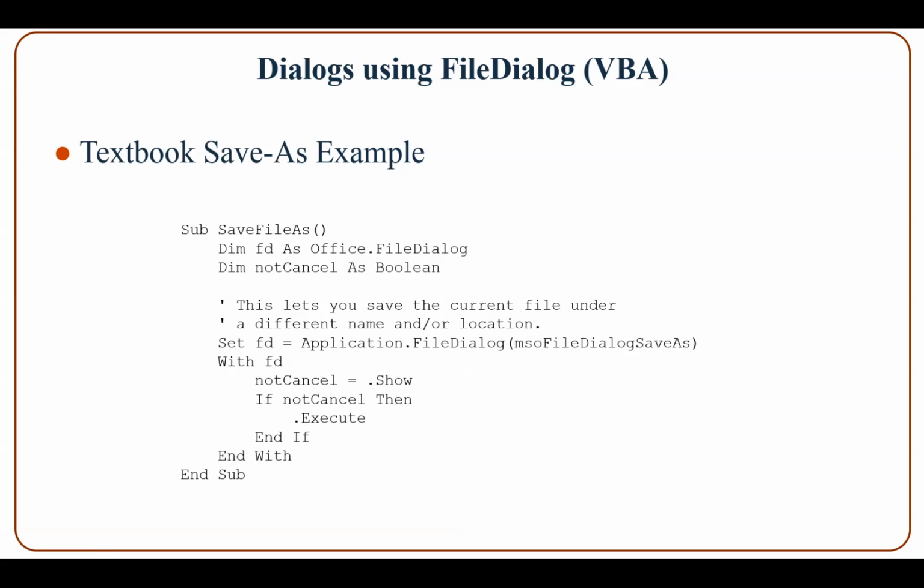This is another example using the SaveAsFileDialog. The code is very much similar, except that you give the FileDialog property another constant, msoFileDialogSaveAs, meaning that you want to open the save as dialog. And if the user does not press the cancel button, you call the execute method to save the file.